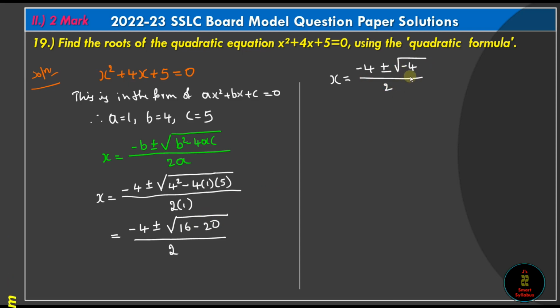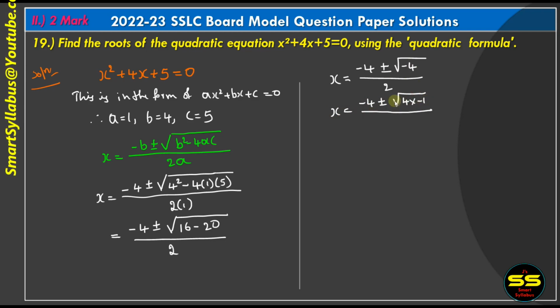Next, you may think, sir, we know the square root of 4, but what is the square root of minus 4? You may say minus 2. No, students, it's a wrong answer. So what do we need to do then? Just focus a little bit. x is equal to minus 4 plus or minus square root of minus 4, which can be written as 4 into minus 1, isn't it? You can write like this, upon 2.